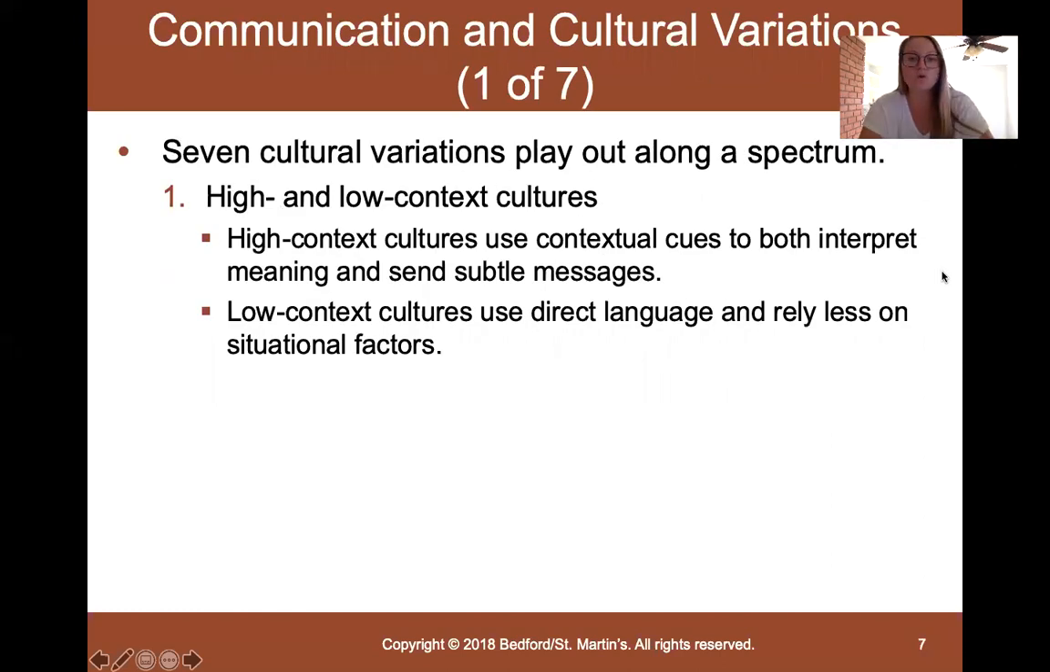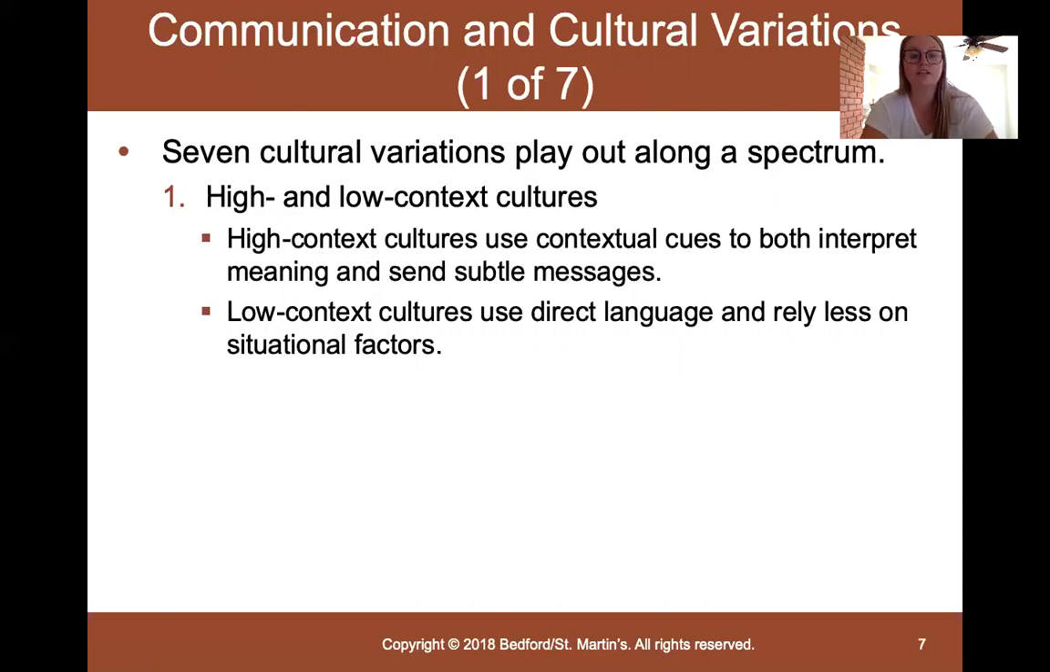There are 7 cultural variations that play out along a spectrum, and we're only going to be talking about seven of them. There are tons of other different cultural variations, but these are the ones we're going to focus on today.